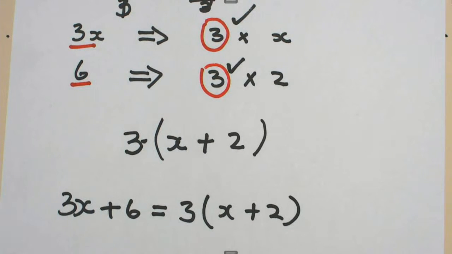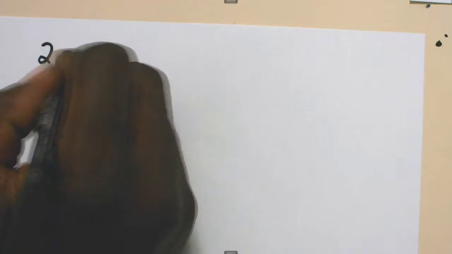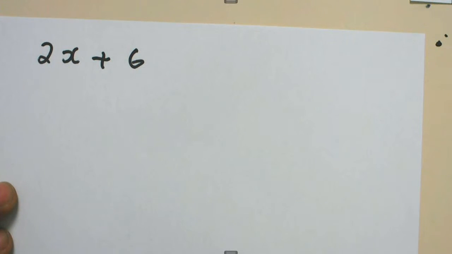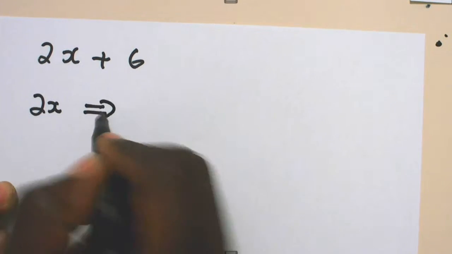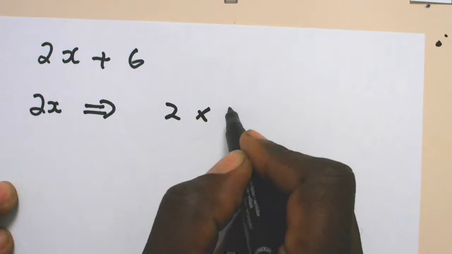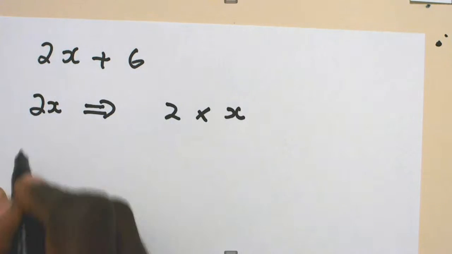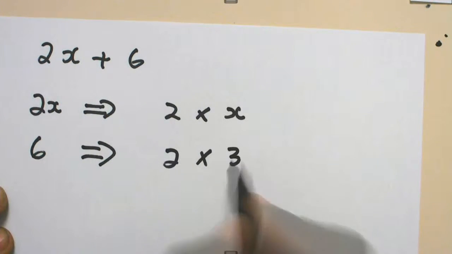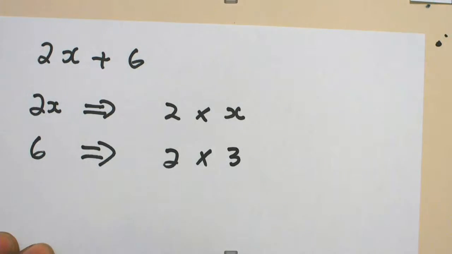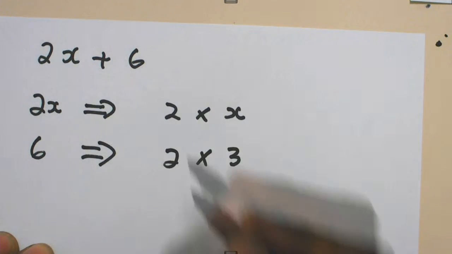Now let us go to the other example. Let's have this example, 2x plus 6. Remember what I said earlier on. You have to find the factors of each term. The factors of 2x are 2 multiplied by x. And the factors of 6 are 2 multiplied by 3. So you can see we have the highest common factor, which is 2.